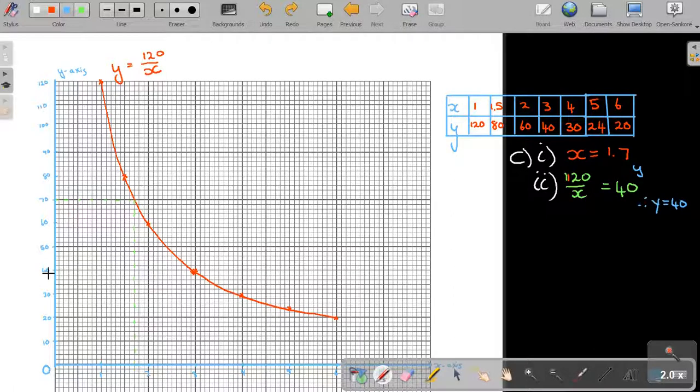So you go to the y-axis, and you go to 40, okay, and this is now this point, and it's 3. So what will I say? I will say the value of x is 3.